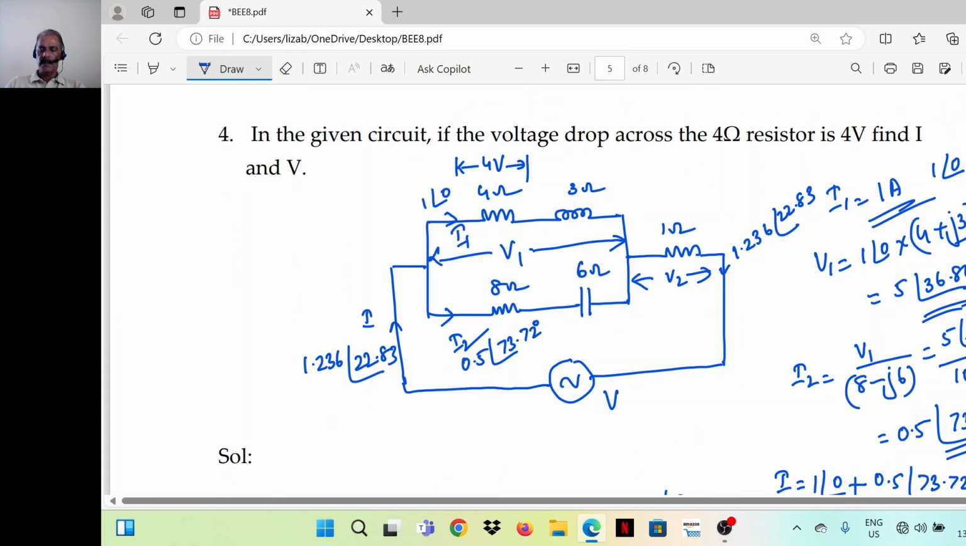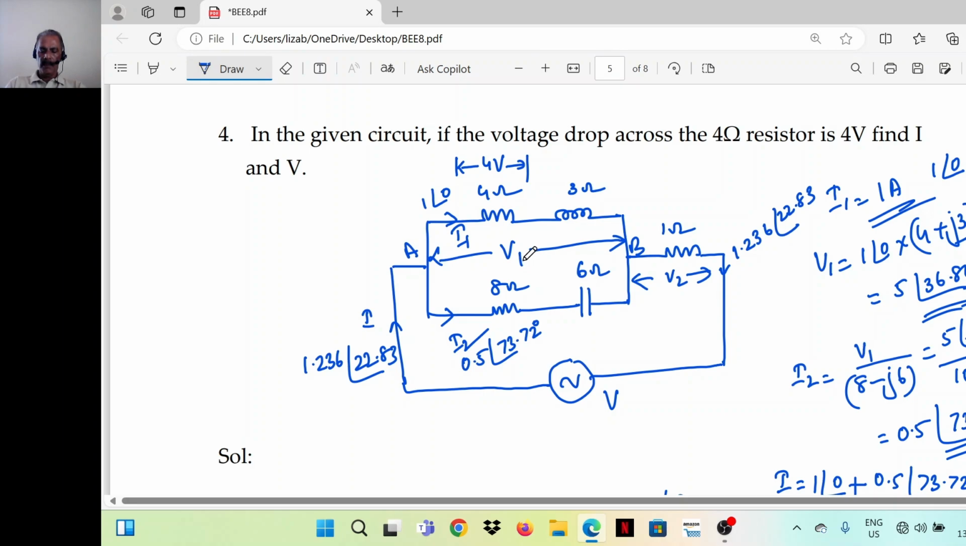So what we did: first we found the current through branch 1, that is I1, because the clue is given. Voltage across the 4 ohm resistor is 4 volts. So 4 volt by 4 ohm is the current through the circuit. We took that quantity as reference, 1 angle 0. So the voltage across this parallel circuit, between terminals A and B, we take as V1. V1 is equal to I1 into 4 plus j3.